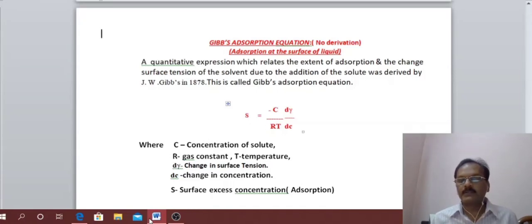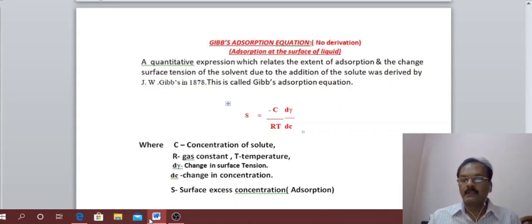My dear students, today I am going to take a discussion on the Gibbs adsorption equation. In bracket, I have mentioned no derivation is required, because in your syllabus the derivation of the Gibbs adsorption equation is not mentioned. So I am going to take the direct equation and discuss its applications.